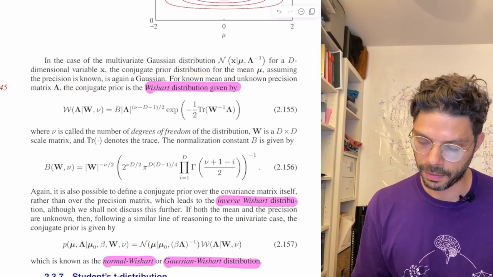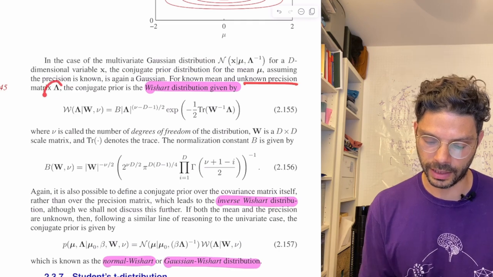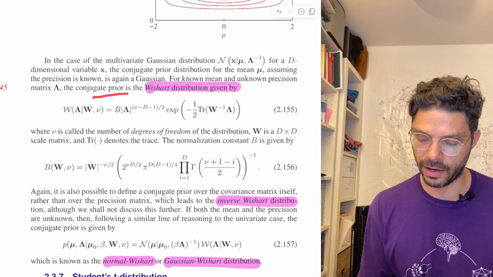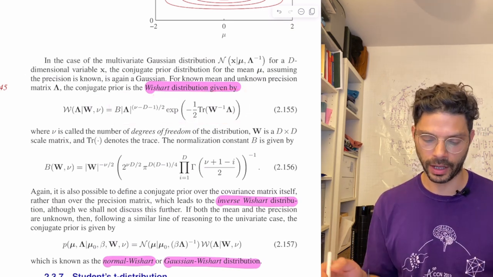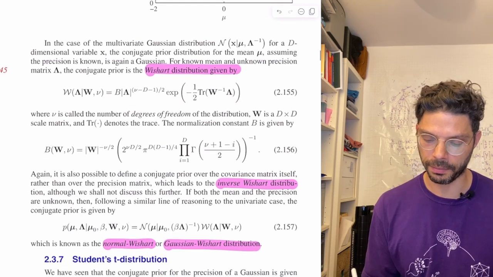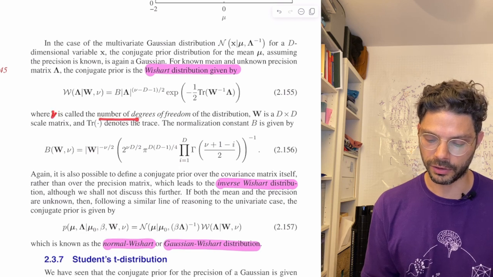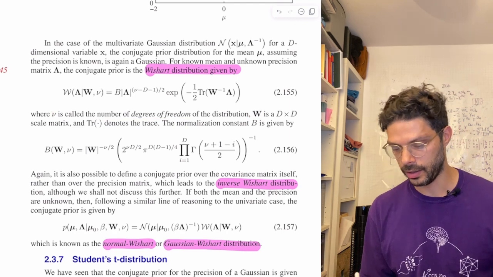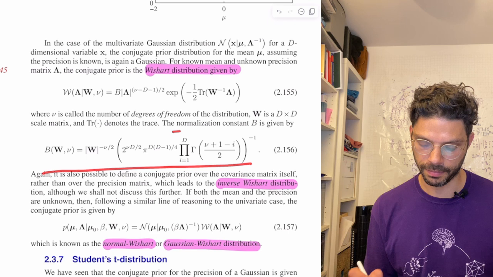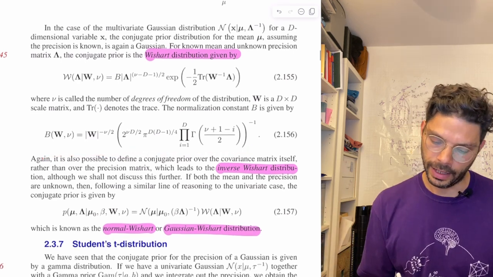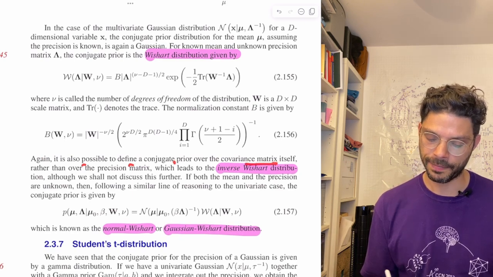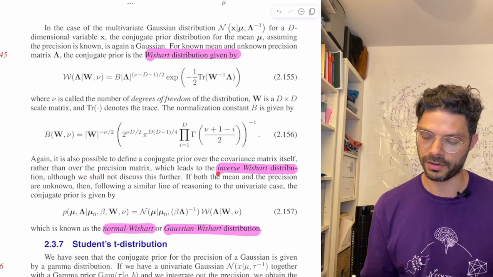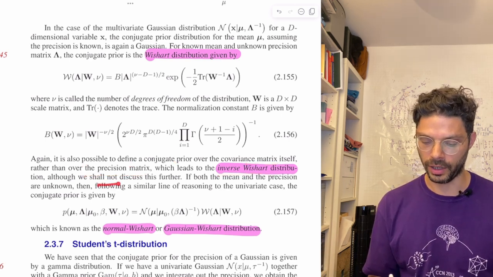It should be easy. But for known mean and unknown precision matrix lambda, the conjugate prior is the Wishart distribution given by this expression, which we're not going to go into much, but let's say nu is the degrees of freedom, W is a d by d scale matrix, and trace is a trace. Okay, the normalization constant is whatever it is, some big complicated thing. It's also possible to define a conjugate prior over the covariance matrix itself rather than over the precision matrix, which leads us to the inverse Wishart distribution, although we shall not discuss this further.